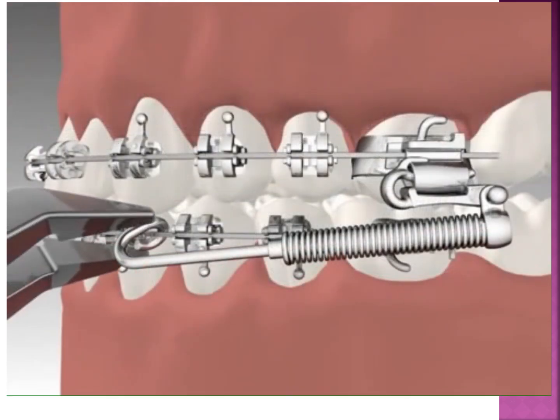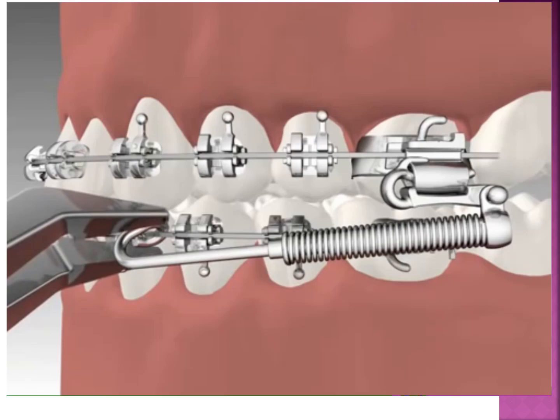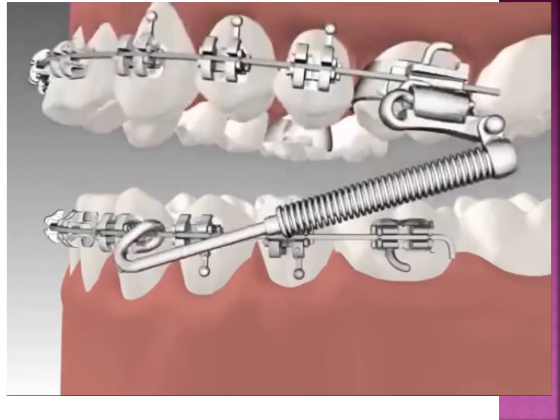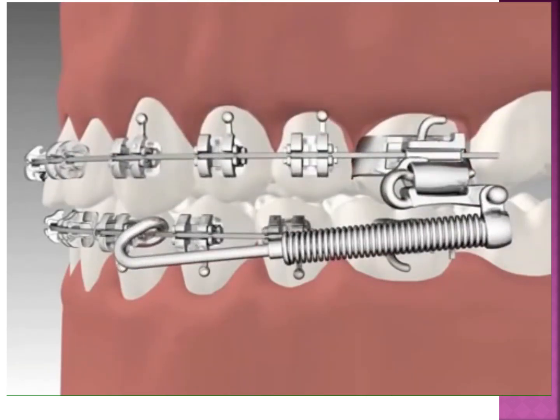To secure the pushrod onto the arch wire, simply close the mesial loop over the arch wire. Check to be sure that the spring operates freely and is not in occlusion. Repeat the installation on the opposite side.